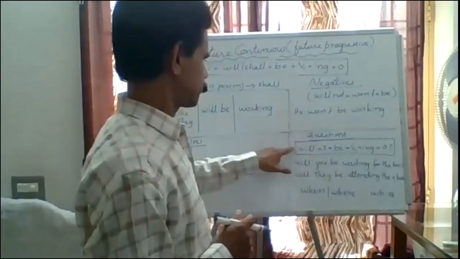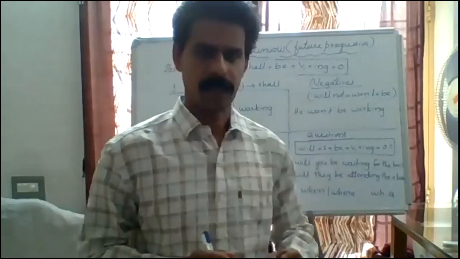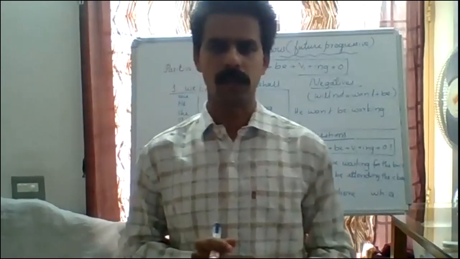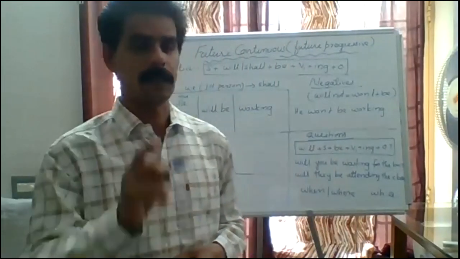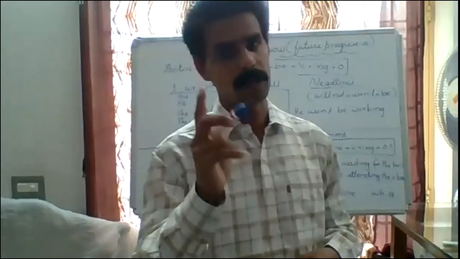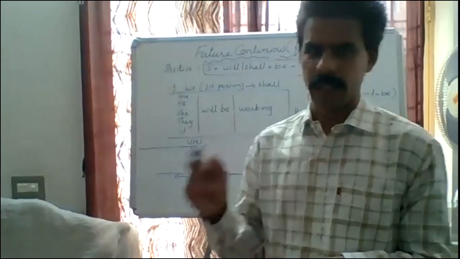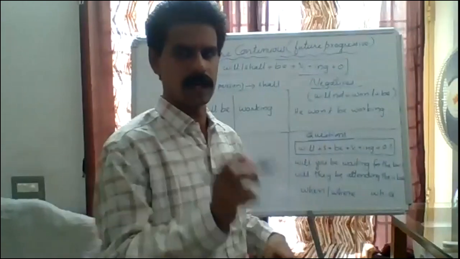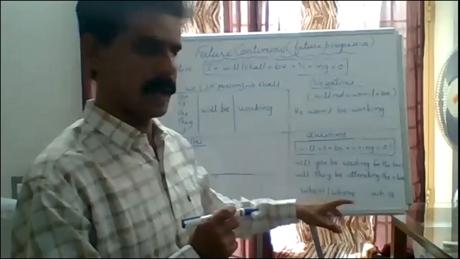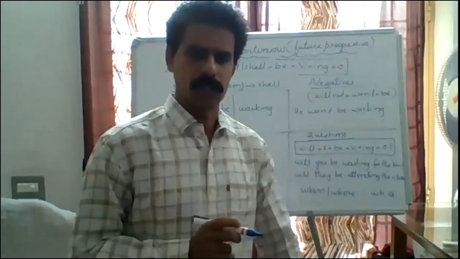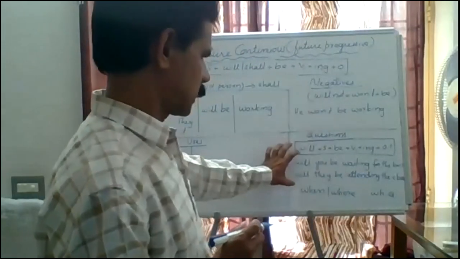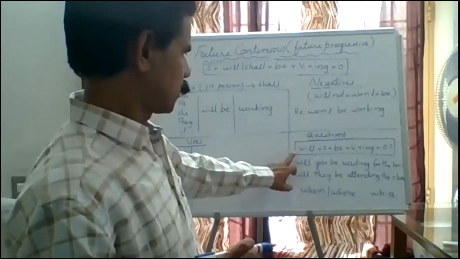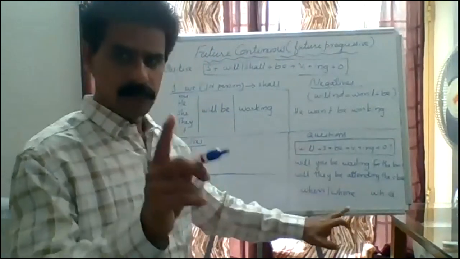Okay, right. Now let us go to questions. Formation of questions. Already several times I explained to you how to form questions. If we have a helping verb, here already we have two helping verbs, they are will and shall. They are placed at the beginning of the sentence. When they are placed at the beginning of the sentence, it is called a yes or no question. The helping verb is placed at the beginning of the sentence to frame the yes or no question. Okay. Then here you see, will be at the first.